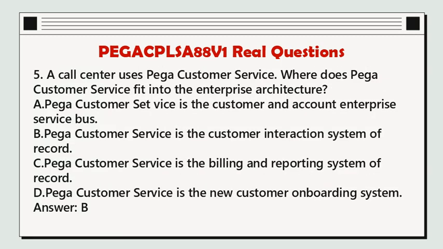5. A call center uses Pega customer service. Where does Pega customer service fit into the enterprise architecture? A. Pega customer service is the customer and account enterprise service bus. B. Pega customer service is the customer interaction system of record. C. Pega customer service is the billing and reporting system of record. D. Pega customer service is the new customer onboarding system. Answer: B.